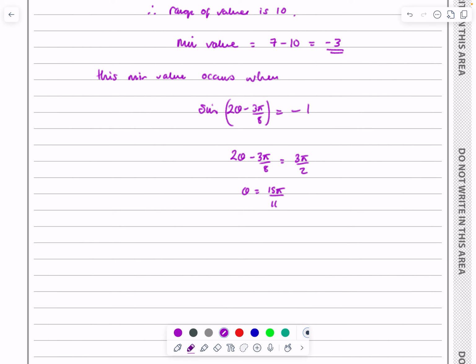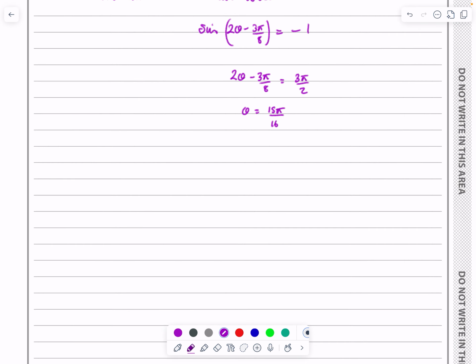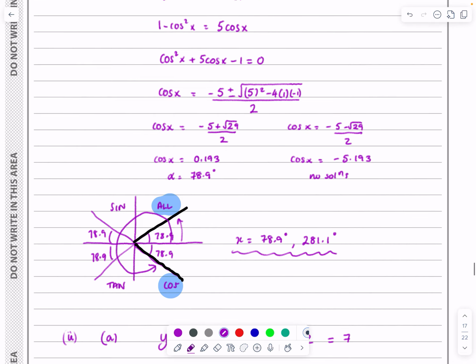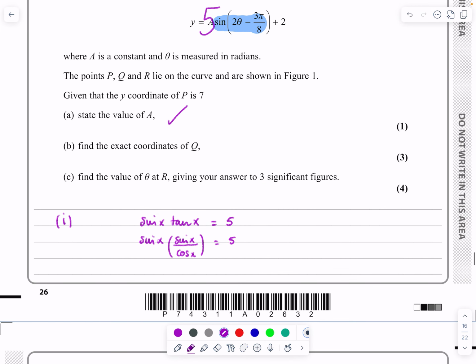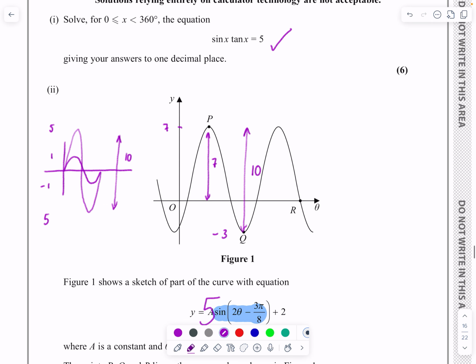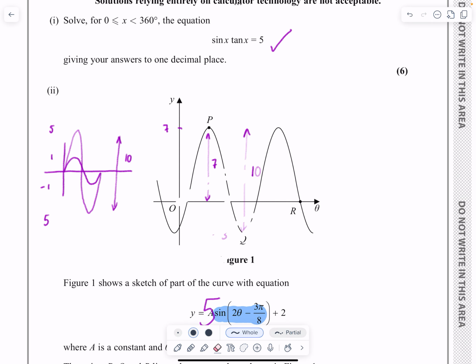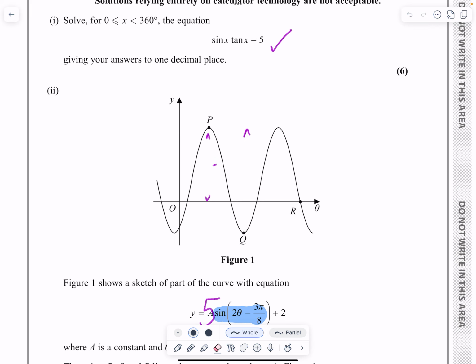So the actual point Q, let's say what point Q is. So point Q itself is going to be (15 pi over 16, minus 3). Gosh, so lots of information about this question. Said it was quite a tricky one. We've still got to do the last part then, and again, just explain what's going on with this last part. So let's get rid of everything off this diagram and just talk about the last part then.